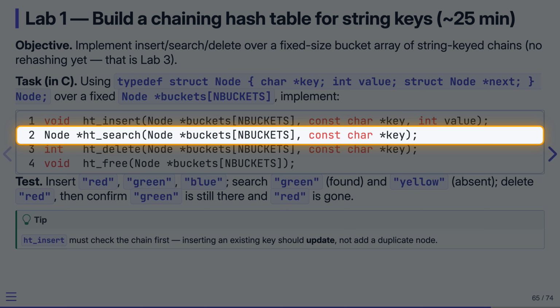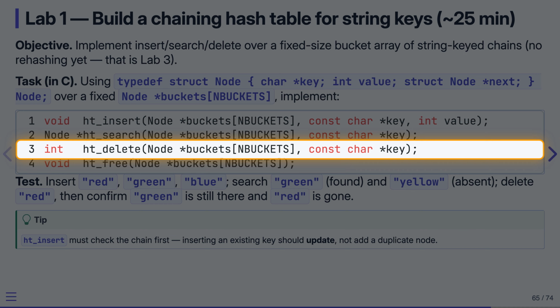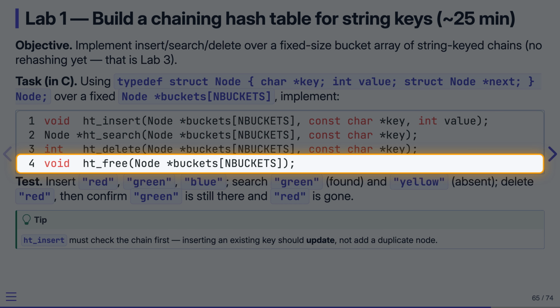The second is htsearch. It returns the node for a key, or null when the key is absent. The third is htdelete. It returns 1 when it removes the key, and 0 when the key was not there. The fourth is htfree. It frees every node in every chain when you are done.